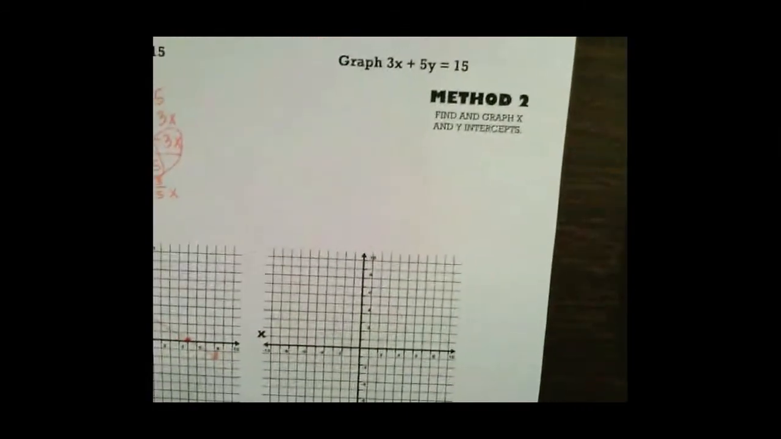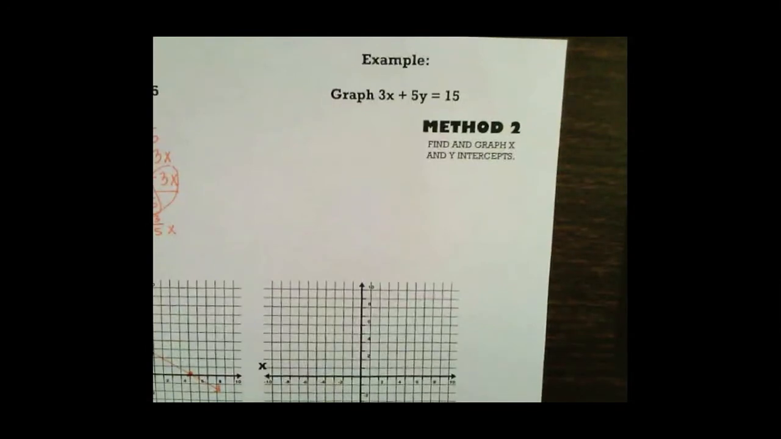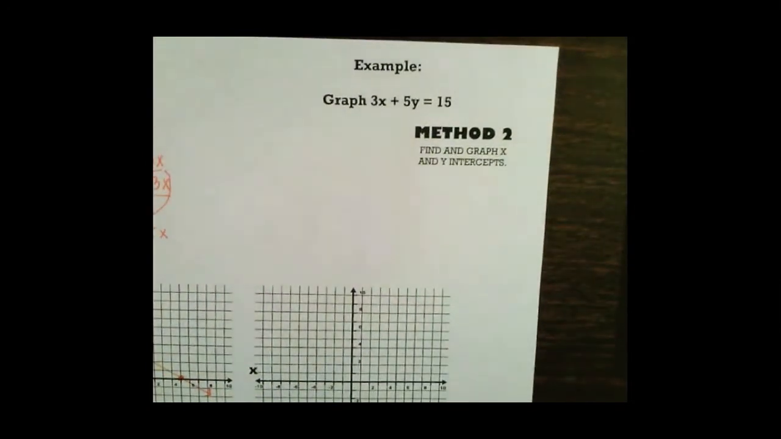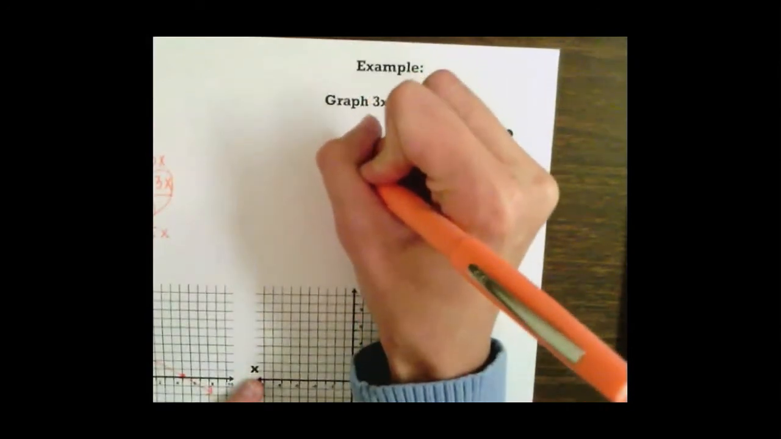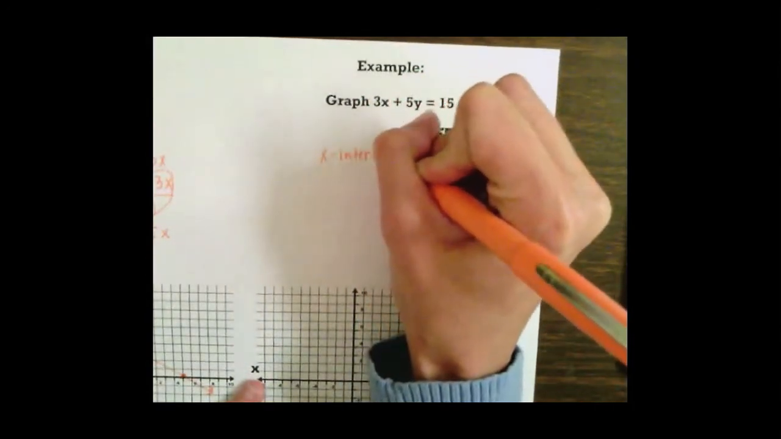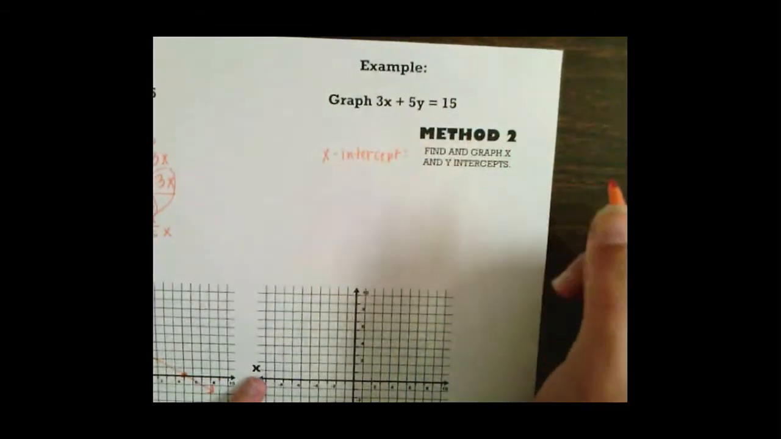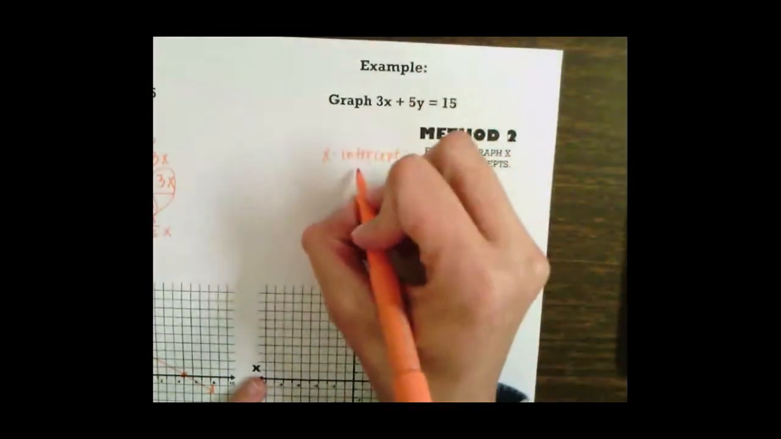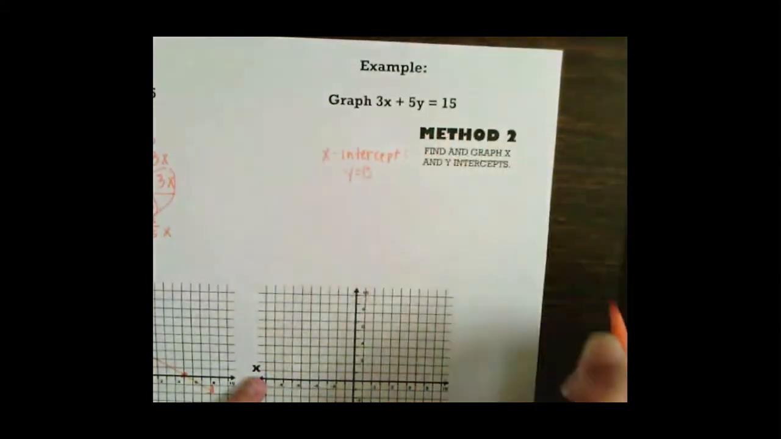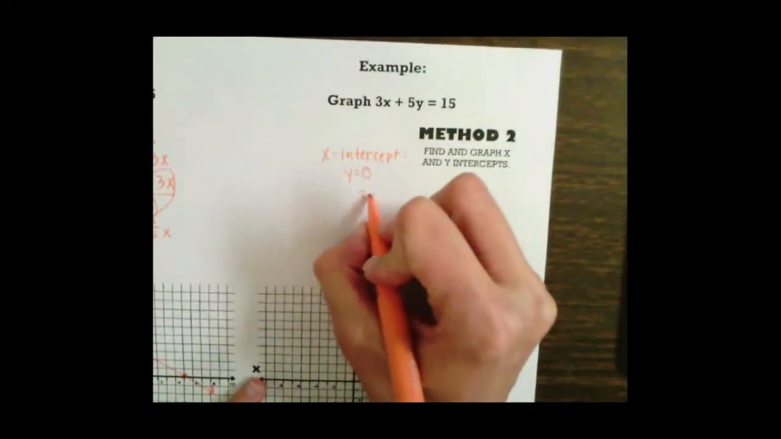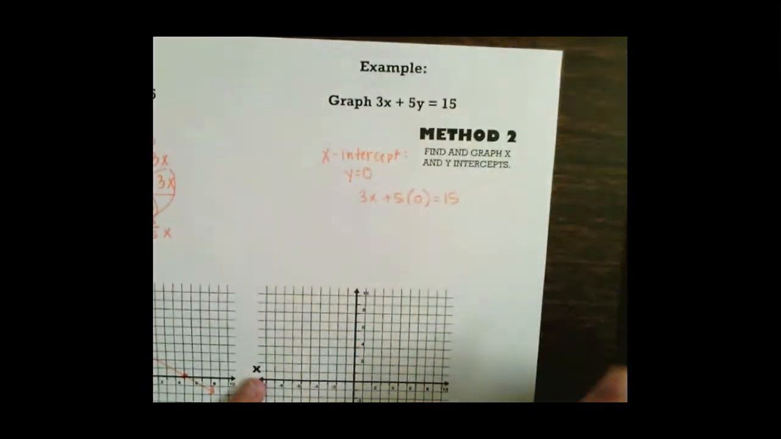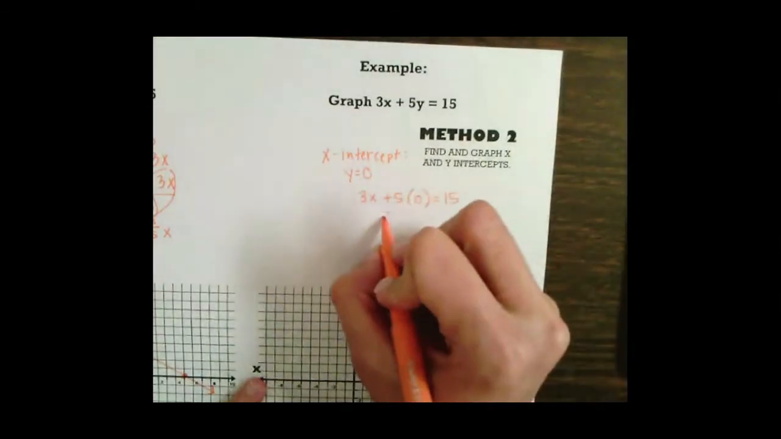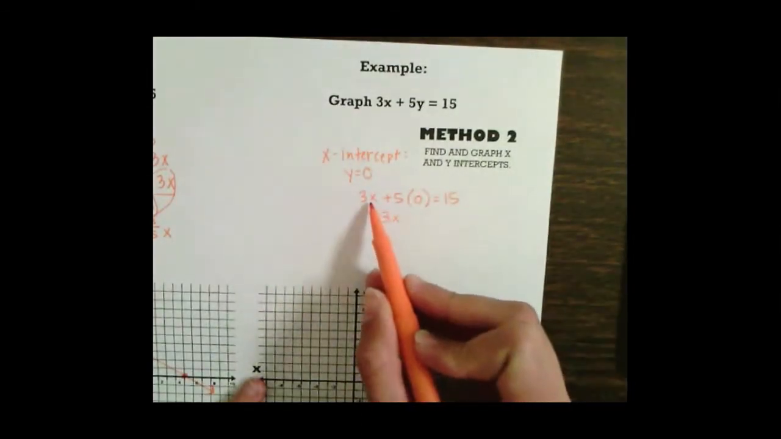Okay, now the next way to be able to do this is to find the intercepts. So let's do the x-intercept first. When you're trying to figure out your x-intercept, you're going to plug in y equals 0. So 3x plus 5 times 0 equals 15. Okay, so from there you're just going to solve for x.